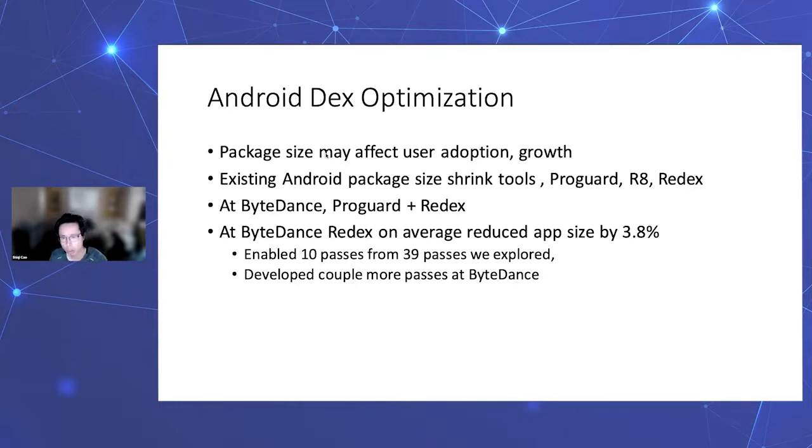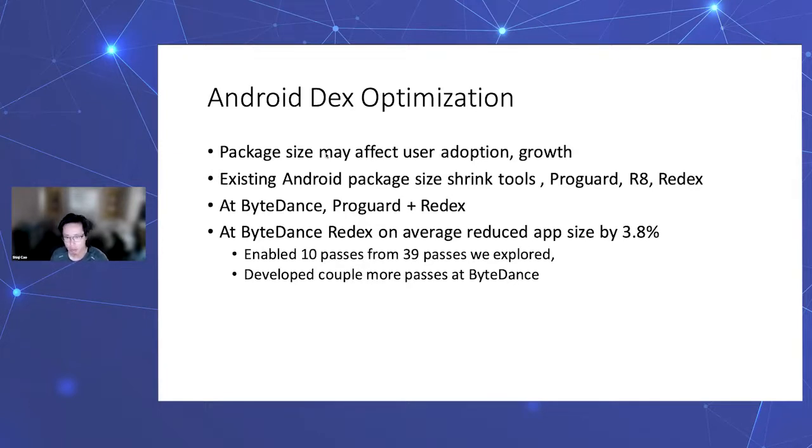At ByteDance, we started using Redex about 1 year ago. On average, it helps us reduce package size by about 3.8%. We enabled 10 passes out of the 39 passes we explored, because Redex comes with a set of default passes. So we tried 39 of them and enabled 10 of them. It's not like we can directly enable all of them at once. Some of them we needed to modify.